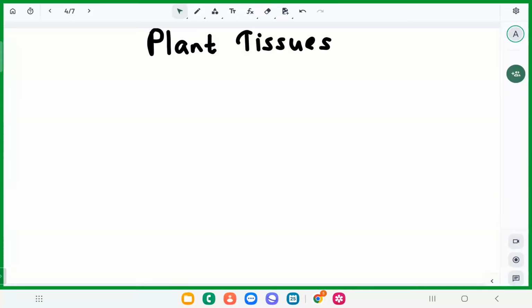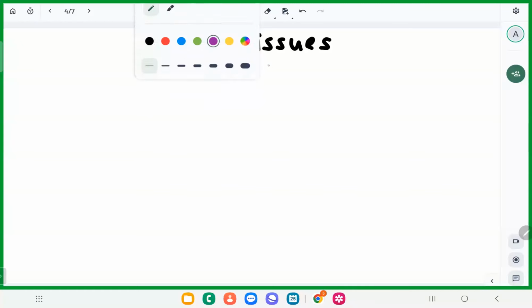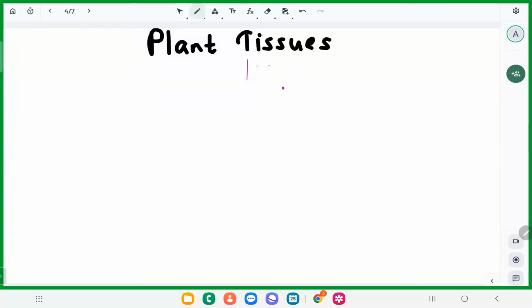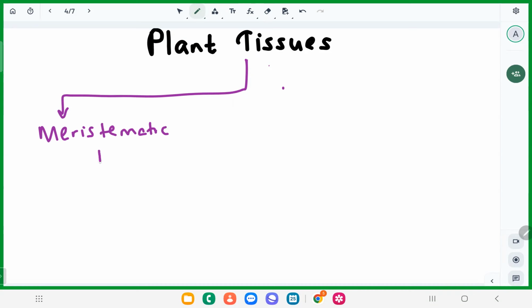Hi everyone, in this video we're going to be learning about the next type of plant tissue. So in the previous video we've learned about the first type of plant tissue, which are the meristematic tissues, and under that we've learned about the apical meristem and the lateral meristem and the intercalary meristem. So in this video we're going to be concentrating on the permanent tissues.